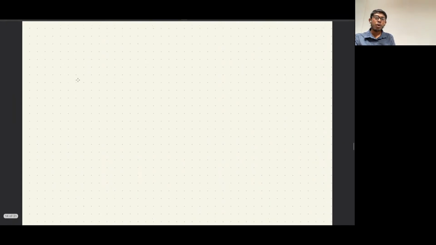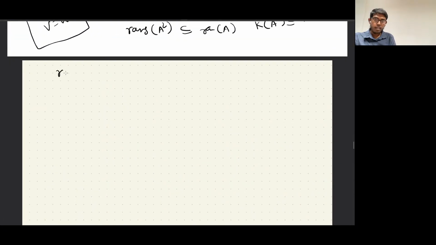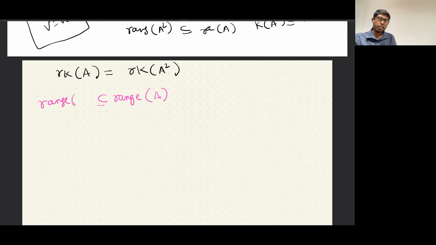See, what is given here? The rank of A is equal to the rank of A square. And what we showed is that the range of A contains the range of A square. And we also saw that the kernel of A is contained in the kernel of A square. Okay, these two things are clear now, Manmohan?